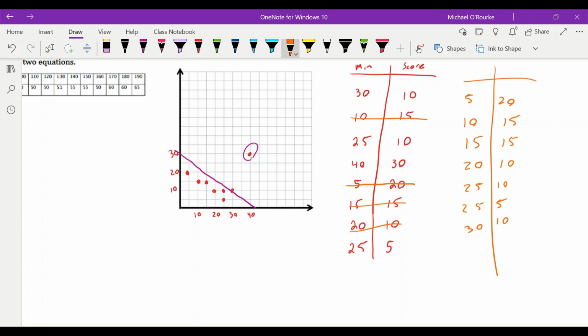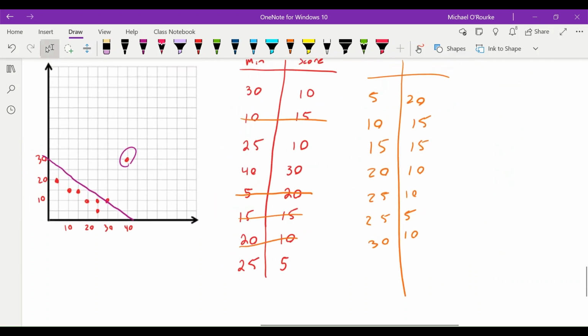All right, now my next part is to split the data into 3. And you'll notice here, I don't have a number divisible by 3. So 1, 2, 3, 4, 5, 6, 7. What number did I forget? 25 and 10, 25 and 10, 40 and 30. This is what I forgot. So 40 and 30. Okay, so I got 1, 2, 3, 4, 5, 6, 7, 8 data points.